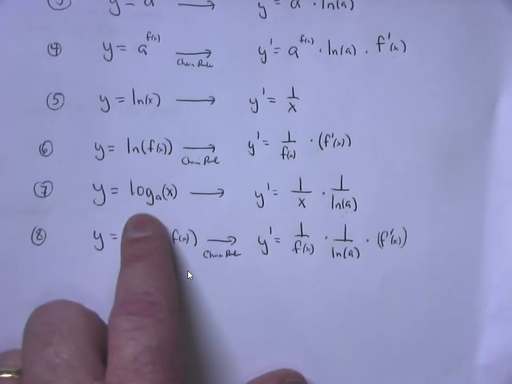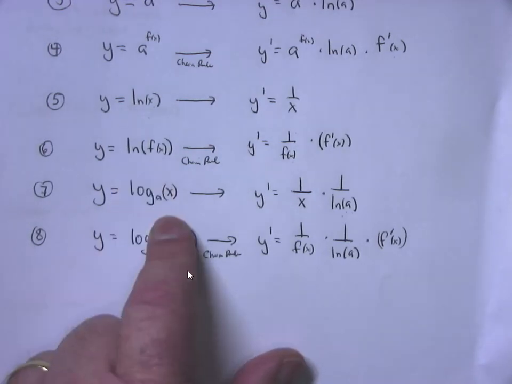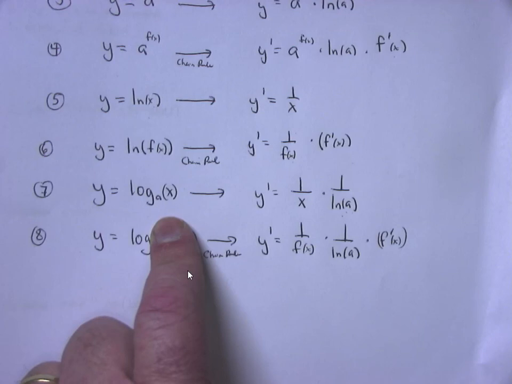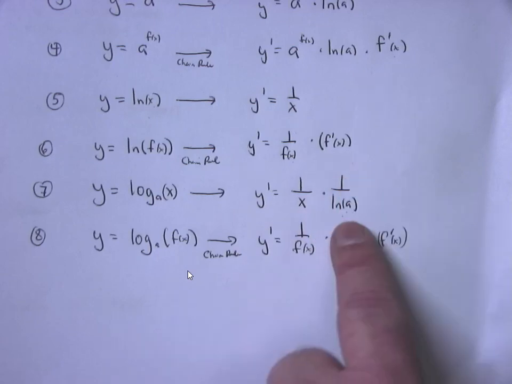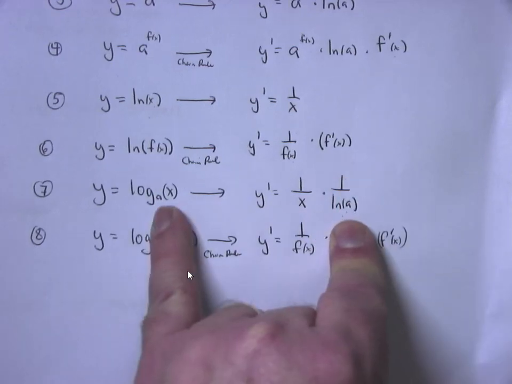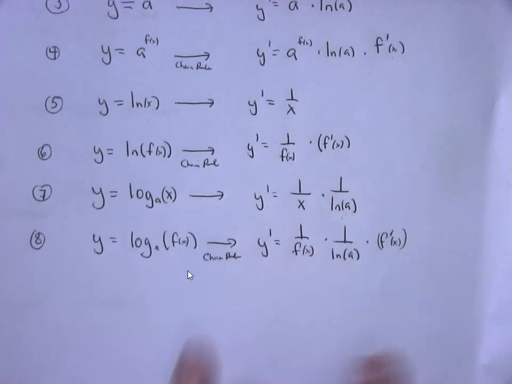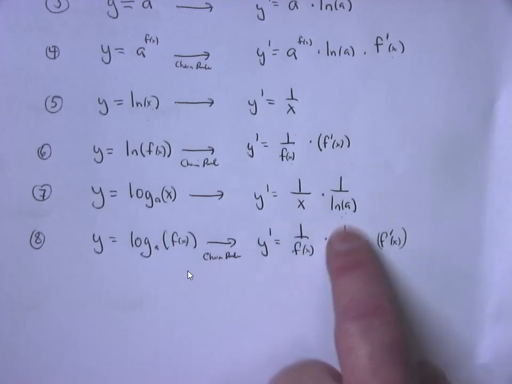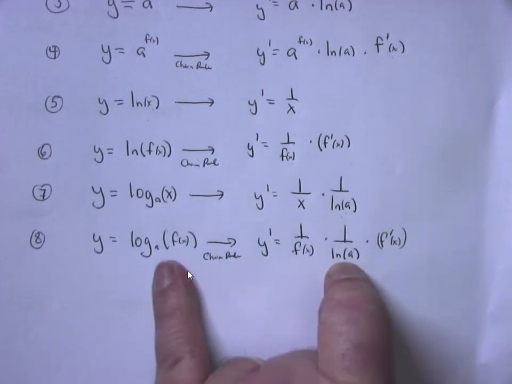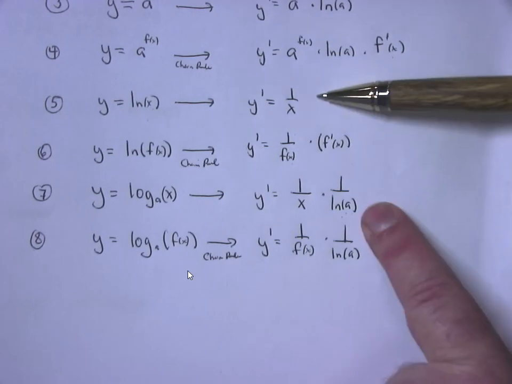If you got a log base a of x, some other base than e, natural log is base e, you're going to have to, once again, do the adjusting factor. So the derivative of the log base a of x is going to be 1 over x, but then you've got to do that times 1 over the natural log of a. That just adjusts for the fact that you didn't have an e in the base. And the derivative of a log base a of a function is going to be 1 over the function times 1 over the natural log of a adjusting factor times the derivative of the inside. So you can see the connection between these guys.